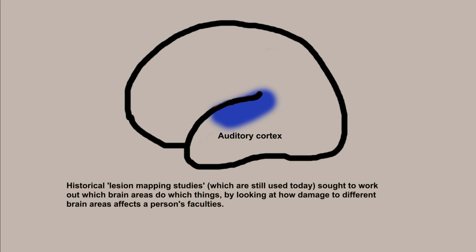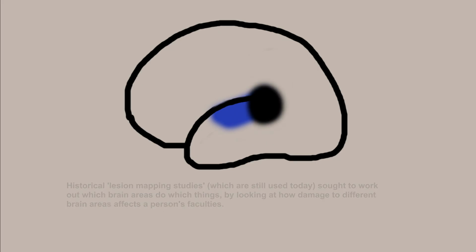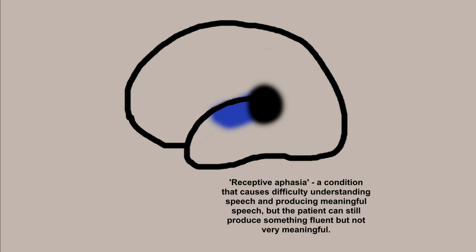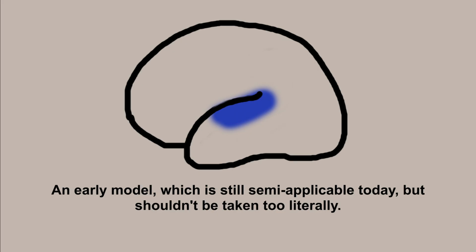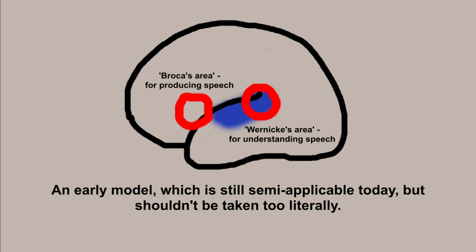Historically, researchers based a lot of their judgments on how brain damage caused different types of speech disability. If a certain part of the brain is damaged, for example because the person has a stroke, they may be able to speak fluently, but the speech will be complete nonsense. If another part is broken, they might be able to speak something that makes sense, but in a very broken and disjointed way. Through these studies, an early model was established that said speech is understood in a place called Wernicke's area and produced in a place called Broca's area.